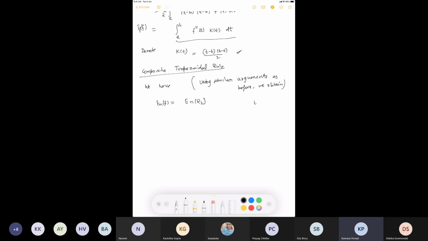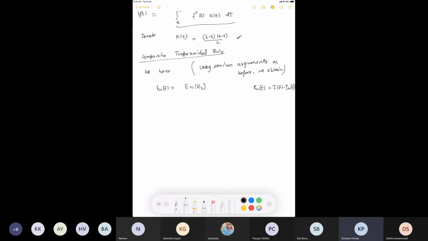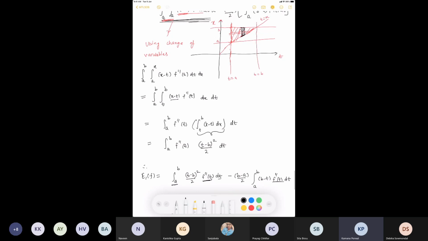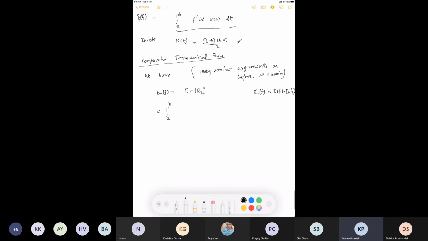what is the exact error in the composite trapezoidal rule? It is IF minus InF. Right? So basically here we have to simplify En of R2, which is going to be integral A to B. Same idea. What we have done here, now we will be doing it for each of the subintervals basically. So we will have more terms in this En of R2.